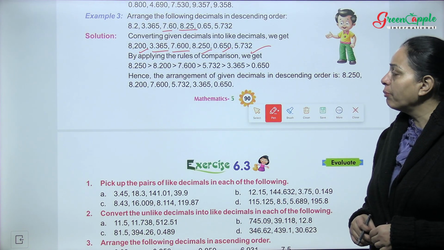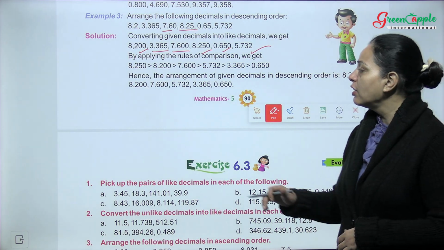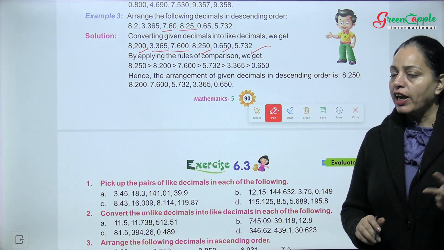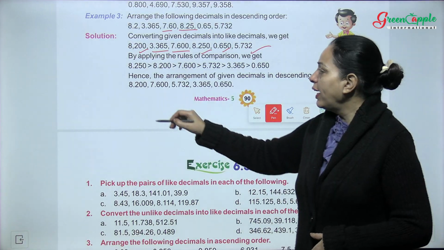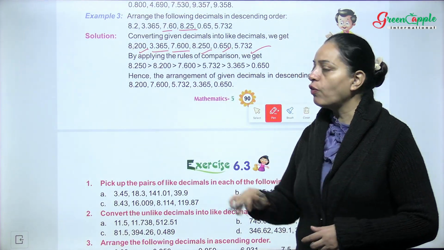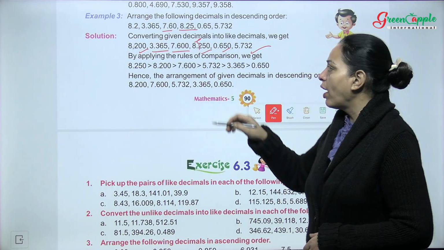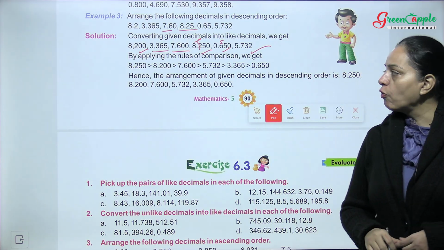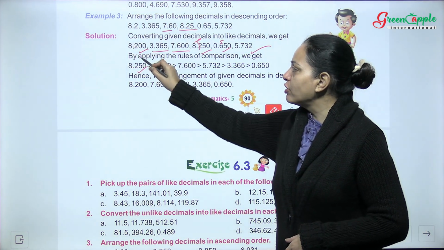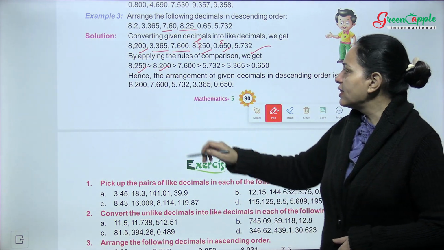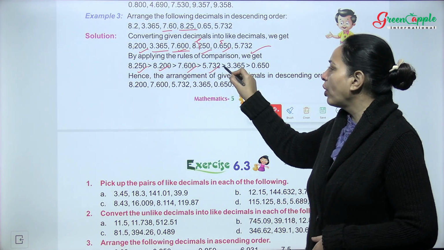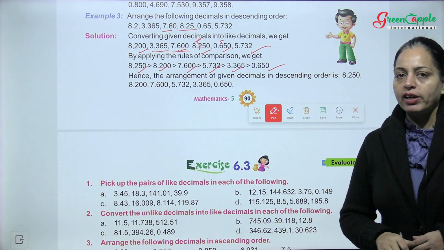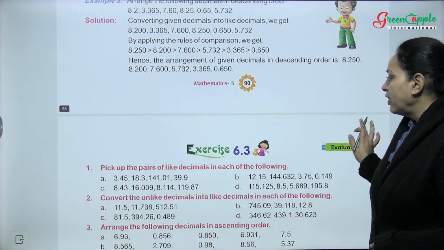So सबसे पहले सबसे बड़ा नंबर फाइंड करेंगे. So compare the whole part. 8, 3, 7, 8, 0, 5. 8 whole part, we have two numbers. Compare these two numbers, 8.200 and 8.250. So this is the greatest one. Okay, and the smallest one, this is the smallest one. So now first write greatest number 8.250, then 8.200, then 7.600, then 5.732, then 3.365, and the last is the smallest. So this is the arrangement in descending order.